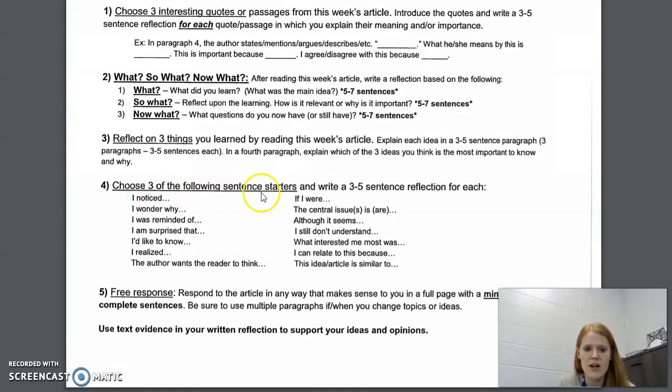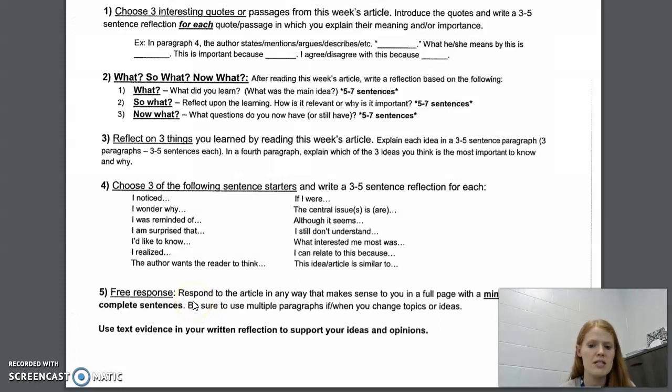You can choose one of the following 3 sentence starters. So you could say, I noticed, or I wonder why, and you make a paragraph basically about each one of those. So you would choose 3 of those, do 3 paragraphs. And then you can also do the free response, okay?